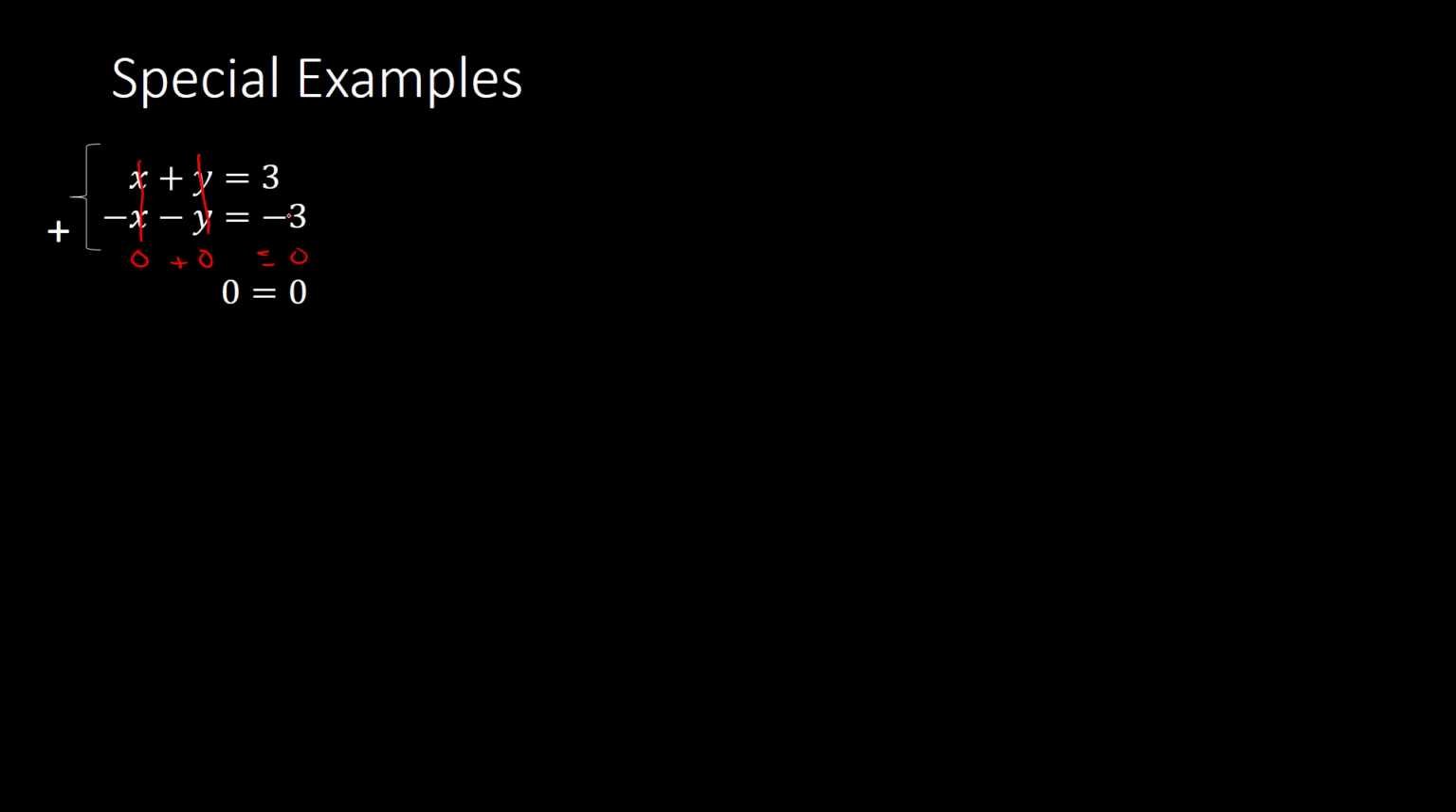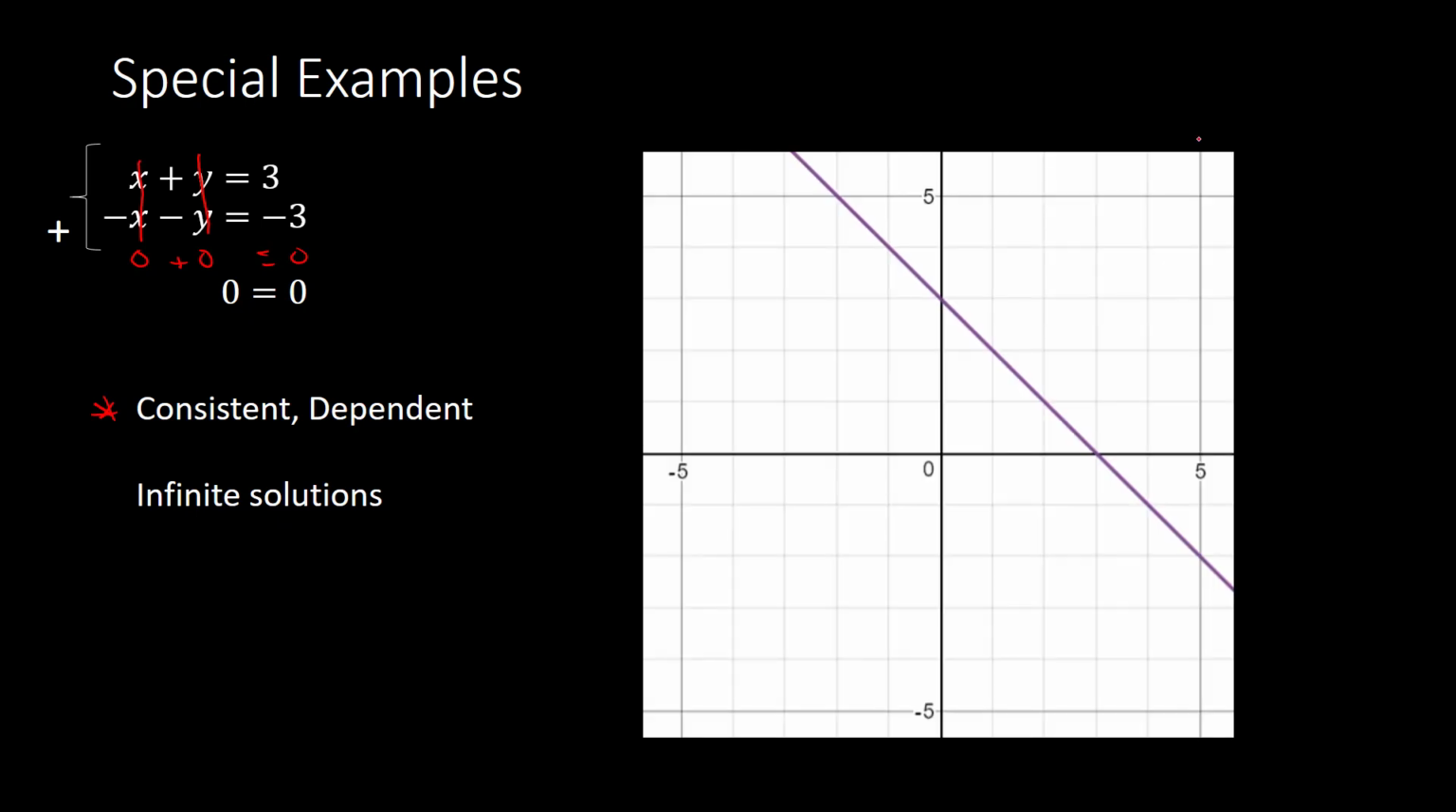If you run into any statement like this, where now there's no variables left over, and you have a true statement, what this means is that we have an infinite number of solutions, and the term we give is consistent, and more specifically, we say that they are dependent. So when you see consistent and dependent, that means there's an infinite number of solutions. So what we have is actually two lines that are on top of each other. Here it just shows up as one line, but that's because they're both on the same line. So because we have an infinite number of solutions, it's going to be two lines like this.